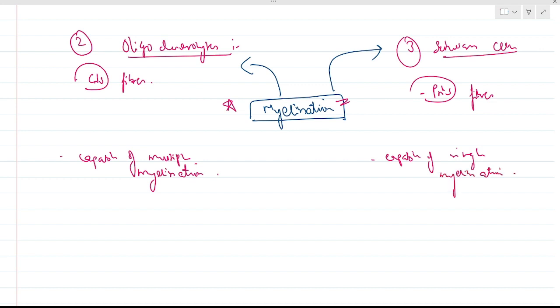What do you mean by this? A single oligodendrocyte cell can myelinate multiple neurons. Okay, but here the single Schwann cell will myelinate only a single peripheral neuron. The ratio here is 1:1. Here the ratio may be nearly 1:4 or 1:3, something like that. But generally it's 1:4. Here the ratio is 1:1.